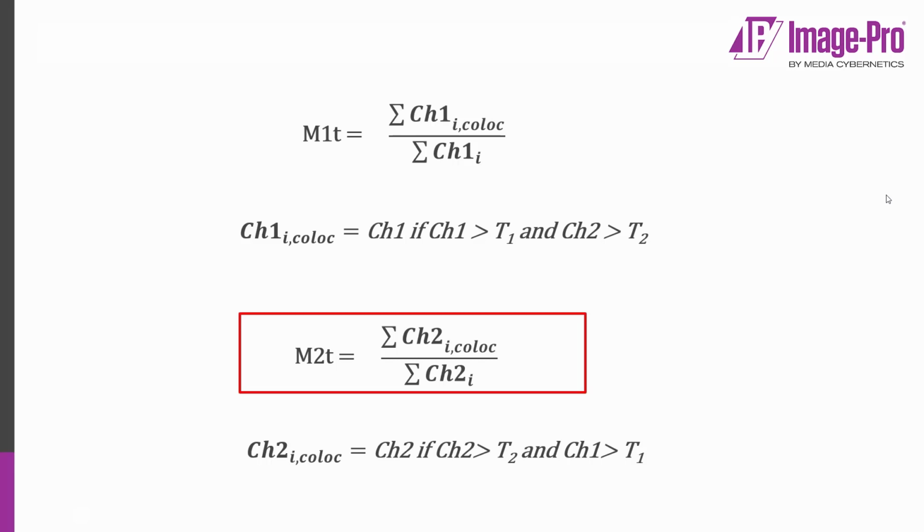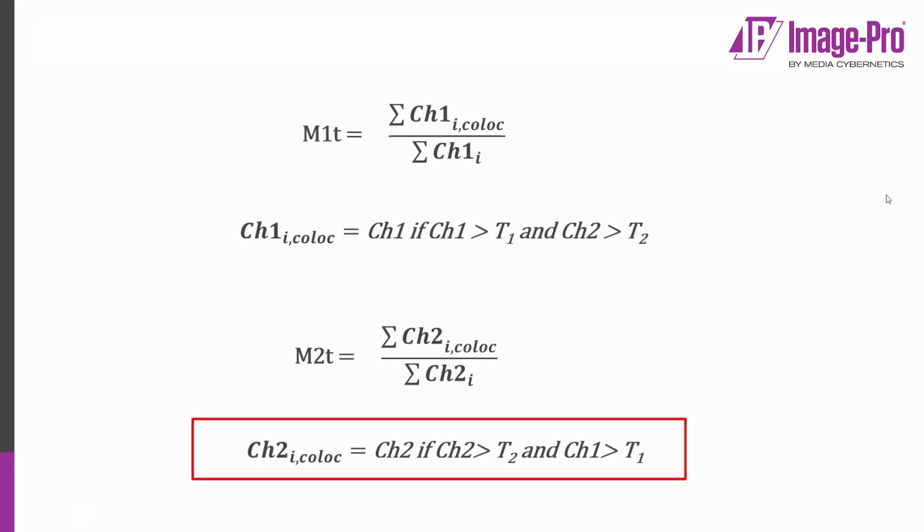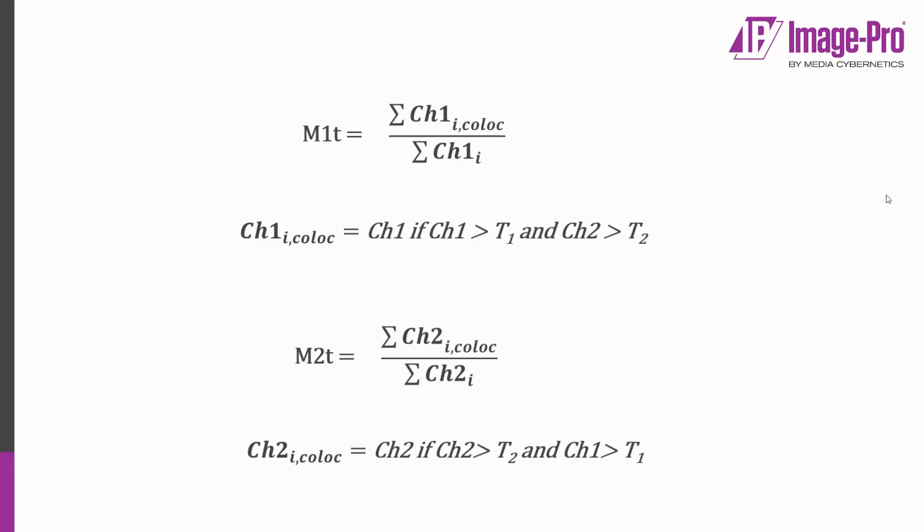So this is the total colocalized intensities of channel 2 over the total intensities of channel 2. And again, we consider channel 2 to be colocalized if both channel 2 is over its threshold and channel 1 is over its threshold. So we're going to do our analysis with just these three coefficients: Pearson's correlation coefficient, M1T, and M2T. We're also going to use an interpretive sentence that ImagePro will provide for us, and we'll see more of that shortly.